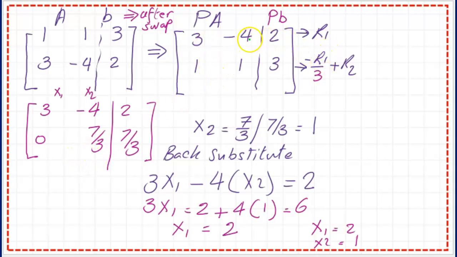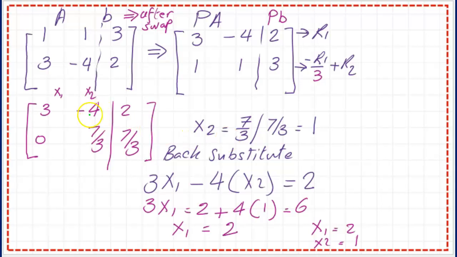Minus 1 over 3 multiplied by minus 4 becomes plus 4 over 3. We add to plus 1. 4 over 3 plus 1 is 4 over 3 plus 3 over 3. We get 7 over 3. And for the final value of B, we have minus 1 over 3 times 2, minus 2 over 3. We add to 3. We get 7 over 3. We now have 7 over 3 x2 equals 7 over 3. For the x2 value, we divide 7 over 3 by 7 over 3. We get x2 equals 1.